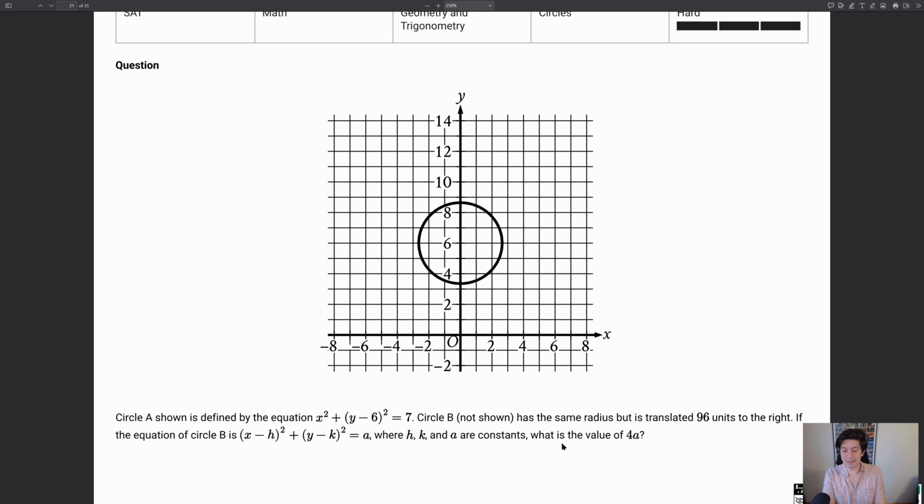So we're just translating it. We're not actually changing the radius. And A is just the radius squared. So in the first one, we have 7. So here it should be 7. So we just do 7 times 4, and that's going to be 28. Okay, they're complicating it with the translation, but that just changes h here, because it's to the right. It's not affecting the radius. So they make it look very hard, but actually it's pretty straightforward.